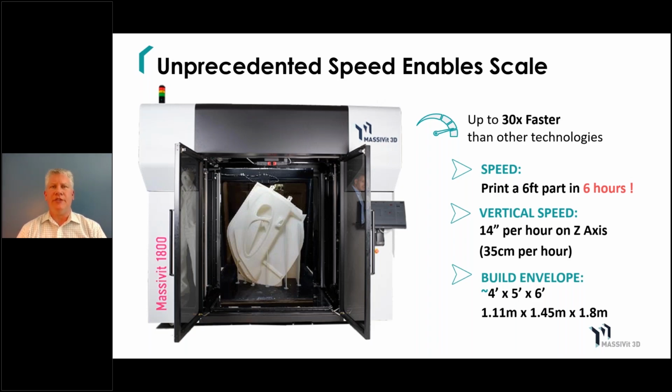Of course, we have to have a matching build volume, which is approximately 4 foot by 5 foot by 6 foot, or a little over a meter by about 1.5 meters by 1.8 meters. That makes 2.8 cubic meters of build volume, or over 100 cubic feet. Again, one of the largest enclosed 3D printing systems that are available anywhere in the world.